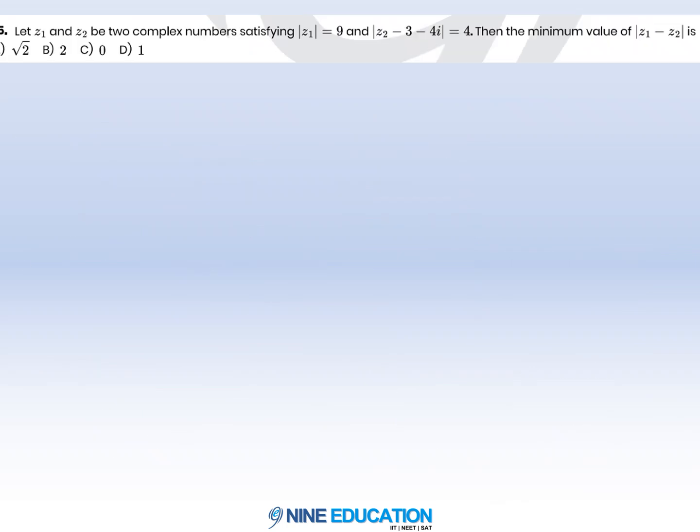Let's discuss question number 15. So let Z1, Z2 be two complex numbers. So two complex numbers are given, which will satisfy the following conditions. One is mod Z1 equals 9 given. And another equation is Z2 minus, we can take minus common, it will be 3 plus 4i equals 4.